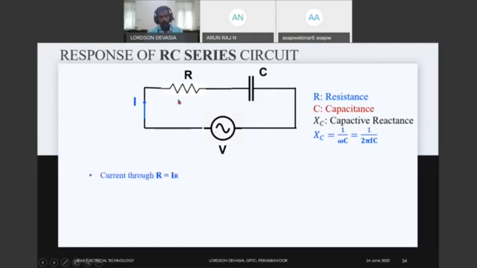Now similar to RL series circuit, current I അതേ സെയിം കറണ്ട് തന്നെയാണ് റെസിസ്റ്ററിലൂടെയും കപ്പാസിറ്റൻസിലൂടെയും ഫ്ലോ ചെയ്യുന്നത്. സോ ദാറ്റ് ലാസ്റ്റ് 5 മിനിറ്റ്സ് നമ്മൾ ക്വസ്റ്റ്യൻ ആൻസർ സെഷൻ ആണ്. ഓക്കെ, 10 മിനിറ്റ്സ് കൊണ്ട് ഈ RC സീരീസ് കൂടെ കംപ്ലീറ്റ് ചെയ്യാം.